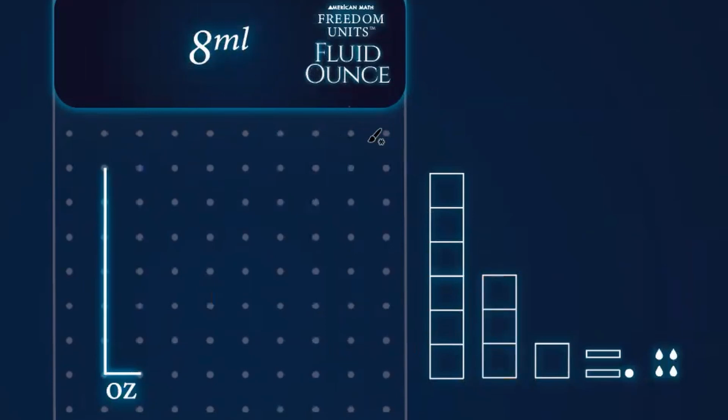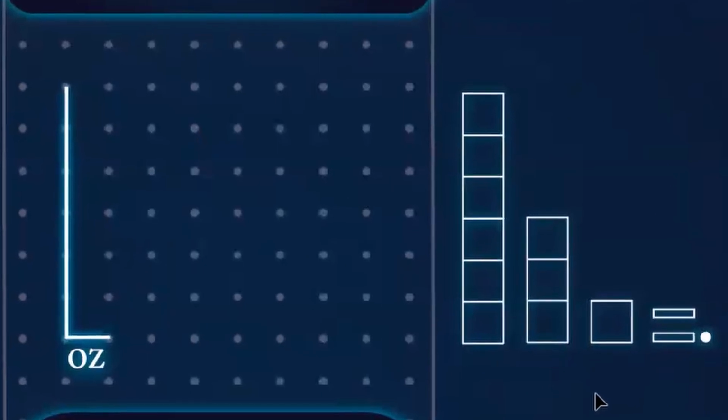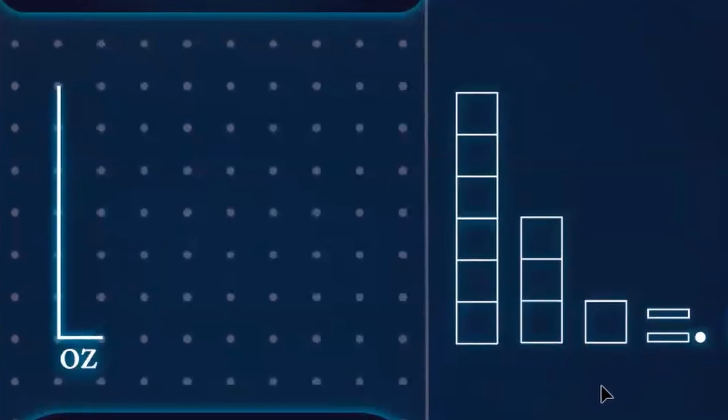8 milliliters. How will we place that 8 milliliters? Again, imagining that this is a beaker that we have to fill up. How would we place this 8 milliliters into our play space? First, we know that we can have a teaspoon in there, because a teaspoon is 5 milliliters.